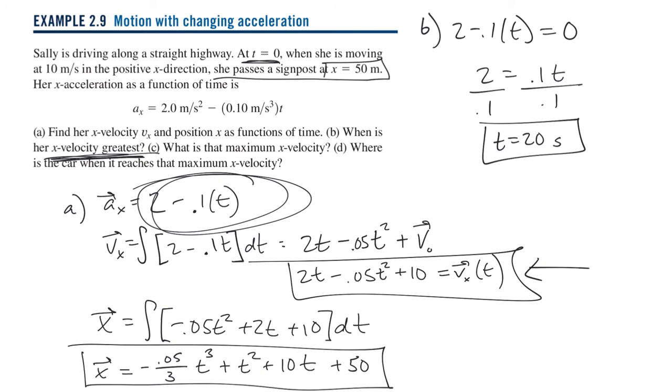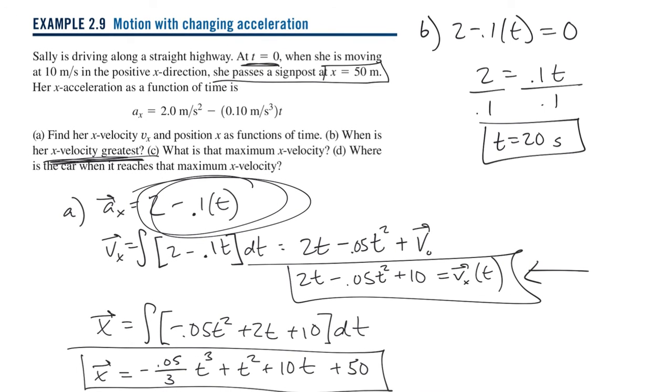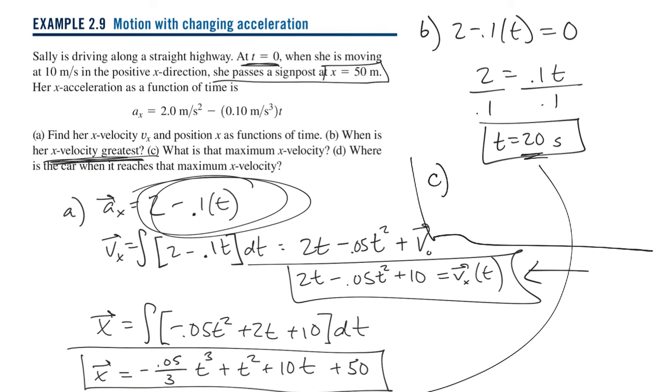And then question C, let's see, I'm going to have to move some of this stuff over. Oh, that moves the whole thing. Never mind. We'll see if we can do question C really small right over here. Question C says, where is the car when it reaches that maximum x velocity? So the easiest way to do this is to take that time is 20 seconds and plug it right in to your x function.